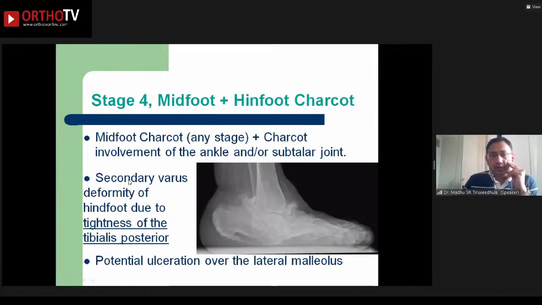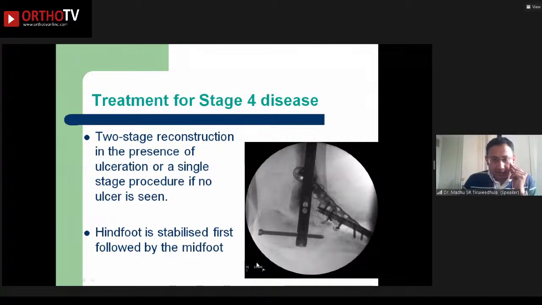So stage 4 is a combined deformity of the midfoot and hindfoot, where there is either complete involvement of the ankle or subtalar joint, and the midfoot has an ulcer or no ulcer. So it's a combined deformity. And again, as Prof. Venu described, we do a combined correction of the hindfoot and also of the midfoot, as the X-ray shows. We start with the hindfoot and then go with the midfoot fixation. It depends upon the ulcer. If there's an ulcer or osteomyelitis, we do it in two stages.